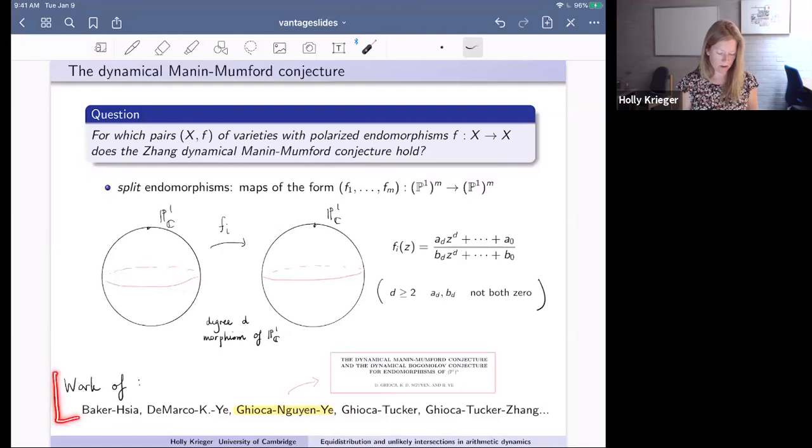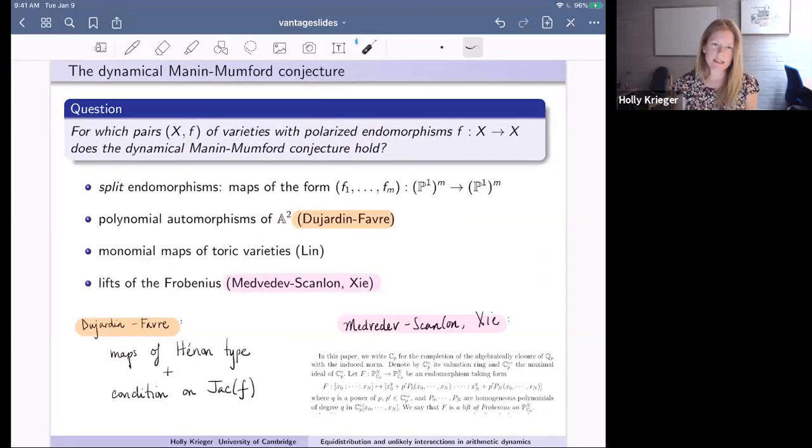Here are some of the related contributors. And I wanted to highlight in particular the work of Gyoka, Nian, and Yi, because they essentially settle this question for split endomorphisms, okay, of P1.